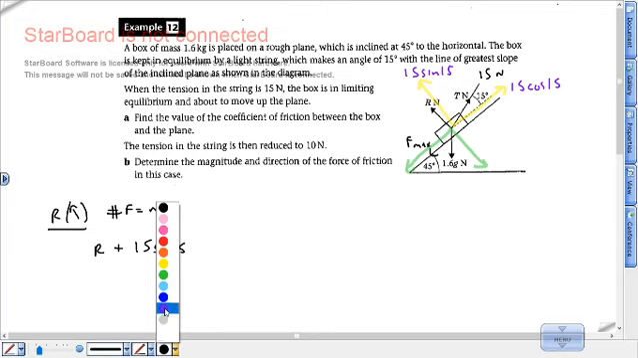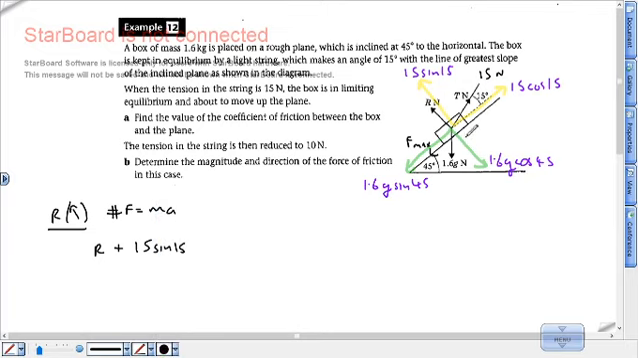Changing this, I have 1.6g, the weight, times cos 45, and this here is 1.6g times sin 45.